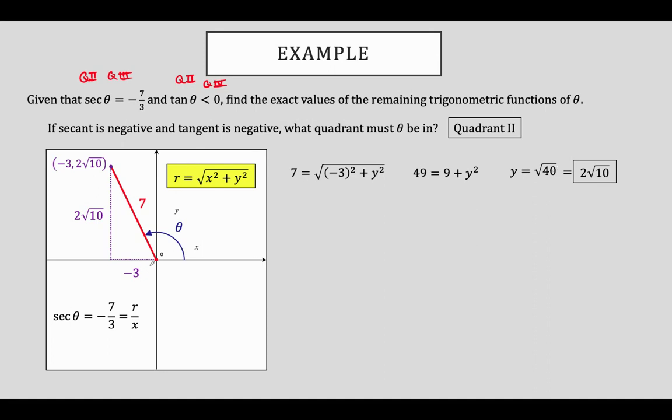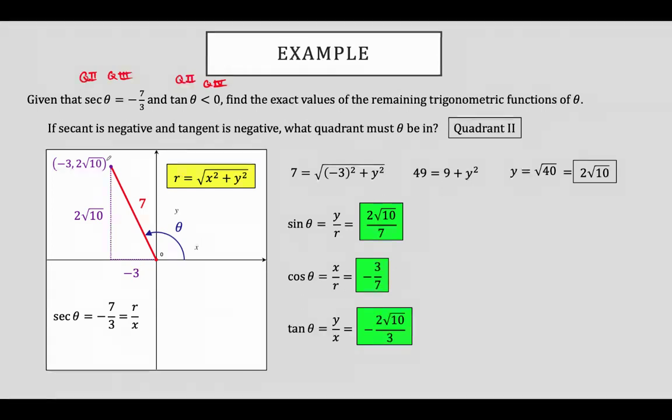All right, and again, here it would be our ordered pair. We've gone negative 3 units along the x-axis, and we've gone 2 root 10 units along the y-axis. To evaluate the sine of theta, we take the y-coordinate and divide by r. 2 root 10 divided by 7. To evaluate cosine of theta, we take the x-coordinate and we divide by r. Negative 3 divided by 7. To evaluate tangent of theta, we take the y-coordinate and divide by the x-coordinate. Negative 2 root 10 divided by 3.